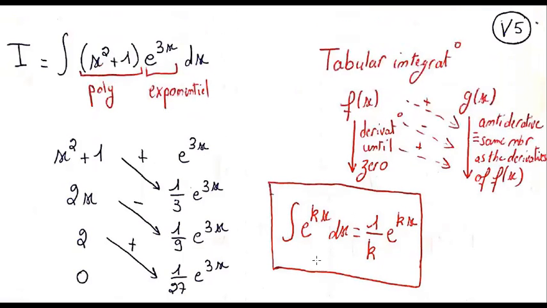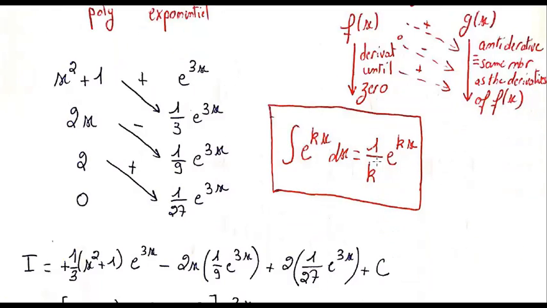Now, this method of tabular integration, we are able to use it when we have a polynomial, because the function that will give us successive differentiation until 0 is a polynomial, and g of x might be an exponential, as in this case, because it's easily integrable. I can find its antiderivatives very easily. Or it can be a sine or a cosine, because their antiderivatives are also very easily found.